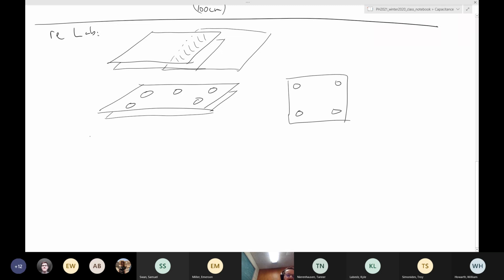So if there weren't any washers and this thing had some area, A, the capacitance would just look like epsilon naught A over D, where D is the separation between the plates. And as you add washers, this capacitance is going to change, because we lose some amount of area that's occupied by just air. N here is the number of washers.